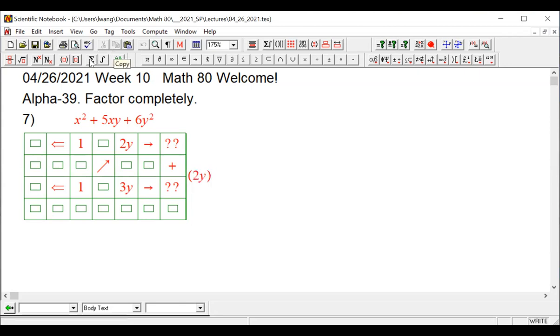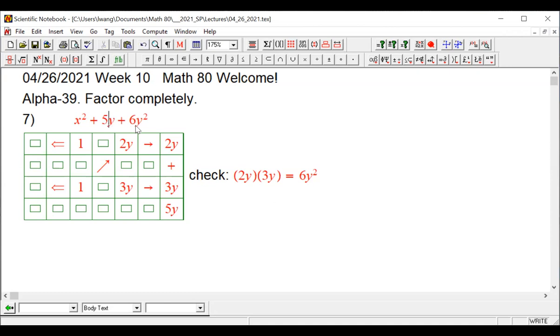Okay, 2y times 3y, just to make sure, equals 6y squared. Just checking. And then we do the cross product. 1 times 2y is 2y. 1 times 3y is 3y. And 2y plus 3y equals 5y. But what are we trying to match? This time, what we try to match is 5y.